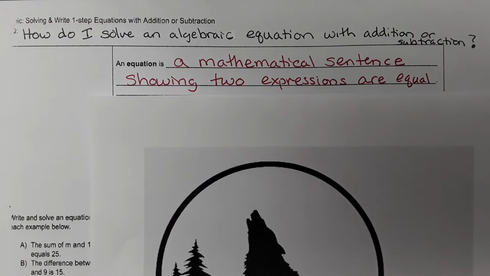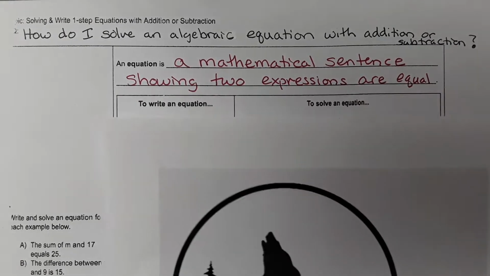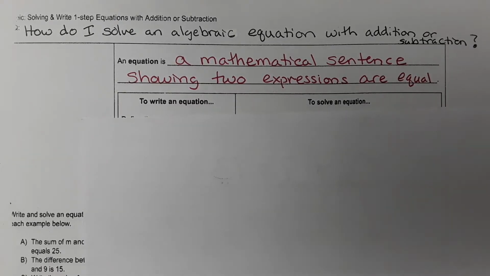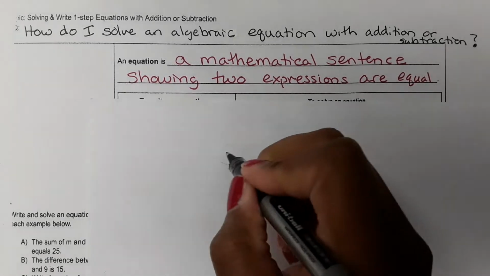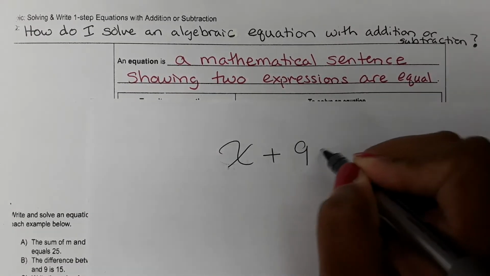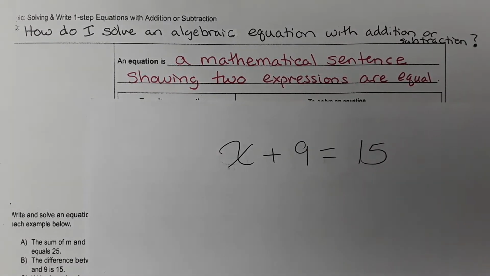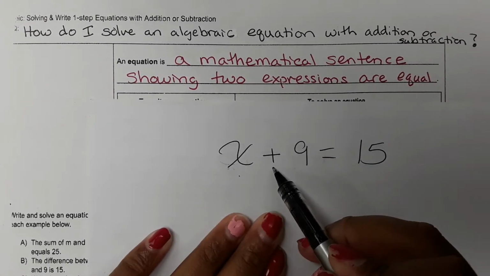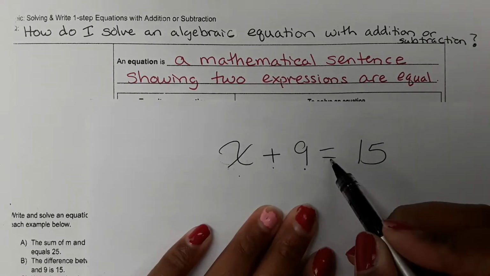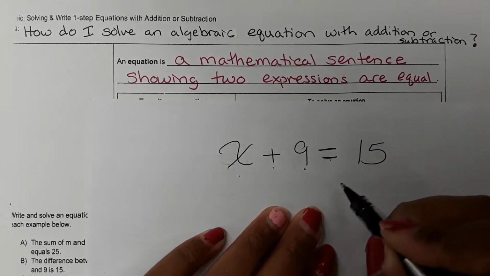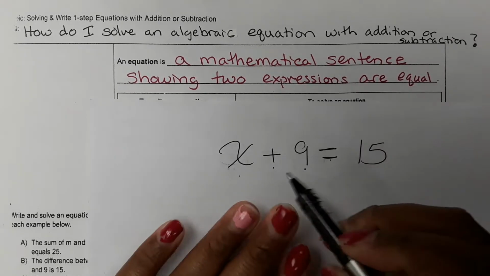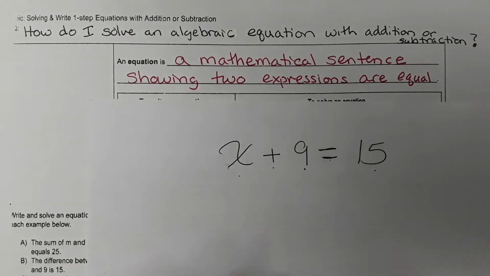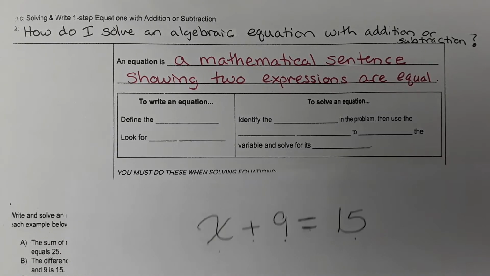Now let's look at what an equation is. An equation is a mathematical sentence showing two expressions are equal. So for example, when you see something like x plus 9 equals 15, that's an equation. We have this expression made up of our variable, our operator, and then our constant. On the other side of the equal sign, we have 15. So we're saying some number plus 9 has the exact same value as 15. That's an equation.